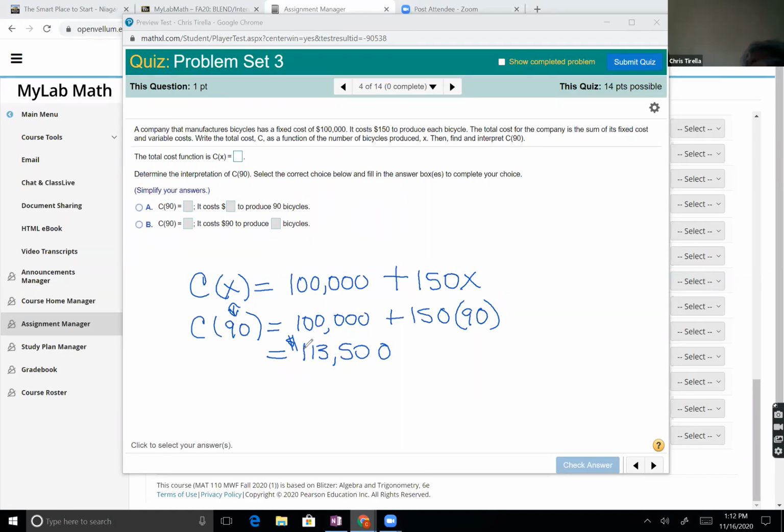And so the 90 is the number of bicycles. And so it would cost us that much money to produce 90 bicycles.